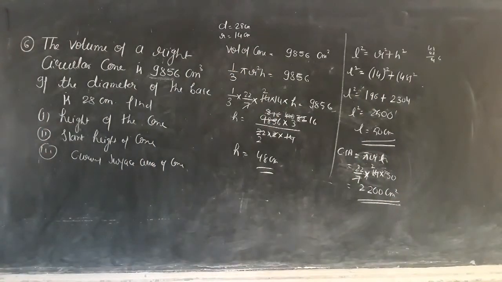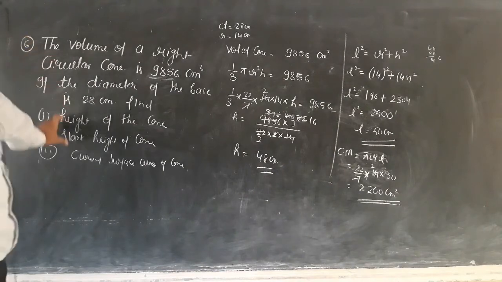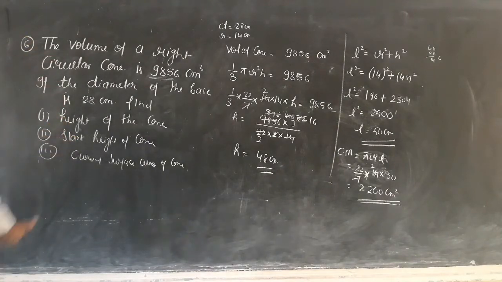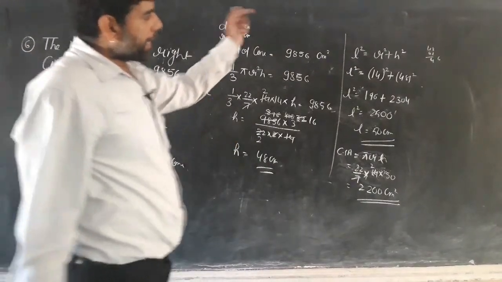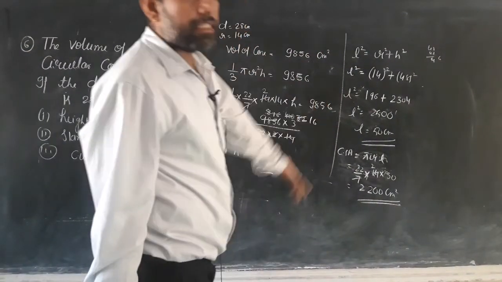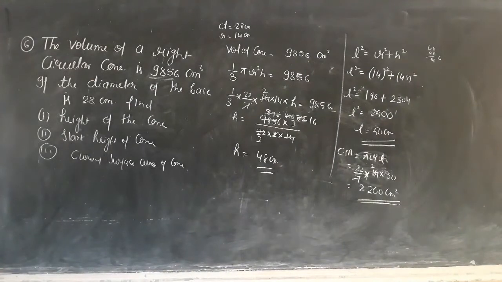Next, just look once again. We had to find three things: the height of the cone, the slant height of the curve, first we find the height of the cone, second we find the slant height, and third is the curved surface area.